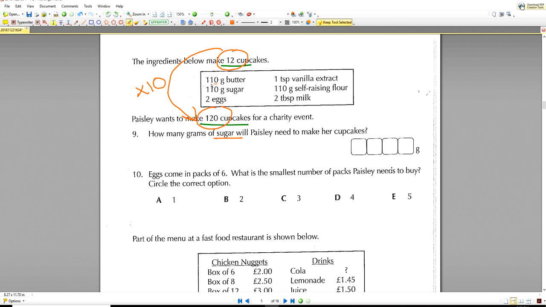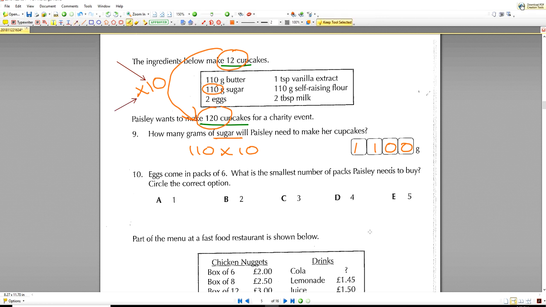So how many grams of sugar will she need? Well, sugar was originally 110. Now we have to multiply that by a factor of 10 to give us our new answer. So the answer is 1,100 grams. But the key thing in this question is that you understand that we have a scale factor times by 10, because we've got to get the number 12 to 120.